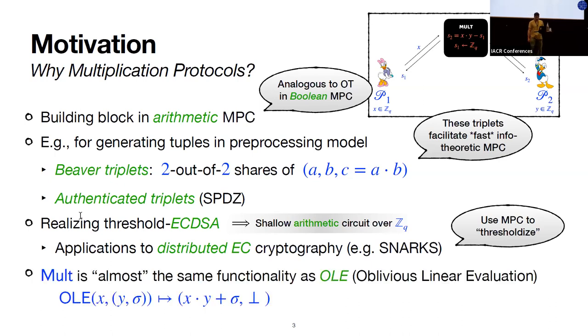Finally, if you're familiar with the OLE functionality, let me mention that multiplication is almost the same functionality as oblivious linear evaluation. The two are essentially equivalent with very small overhead, and all of the above holds true for the OLE functionality as well.